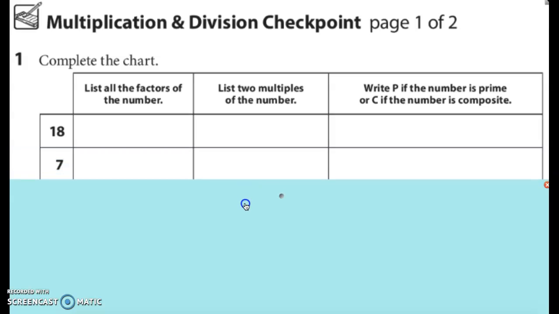After finishing 18, you'll list all the factors of the number 7 here. You'll list two multiples of the number 7 here, and you'll write P if 7 is prime or C if 7 is composite here. Please pause the video and complete number 1.